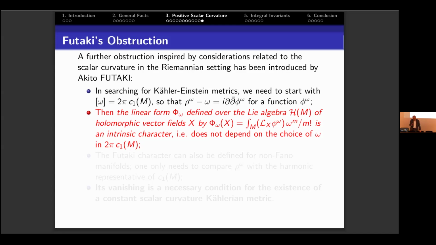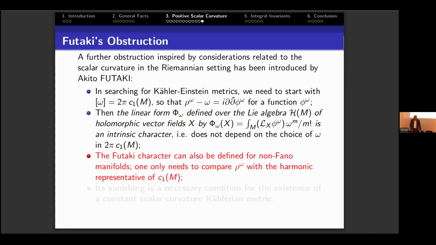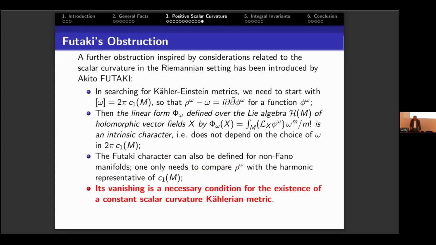And you divide by n factorial just for normalization. And this is an intrinsic quantity. That is, it doesn't depend on the choice of omega in the Kähler class. So it shows that if you want to have a Kähler-Einstein metric, you must have phi of omega equal 0. So if this character is non-zero, certainly you cannot solve the equation. Okay? So the Futaki character is an obstruction to finding Kähler-Einstein metrics. And you can also define it more generally, and anyway, you can discuss that further.